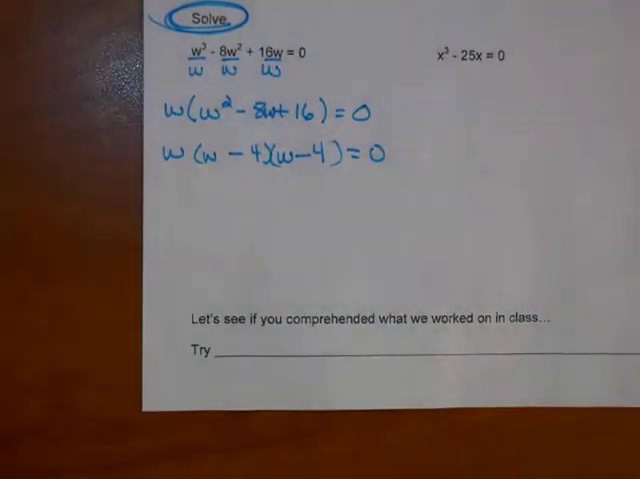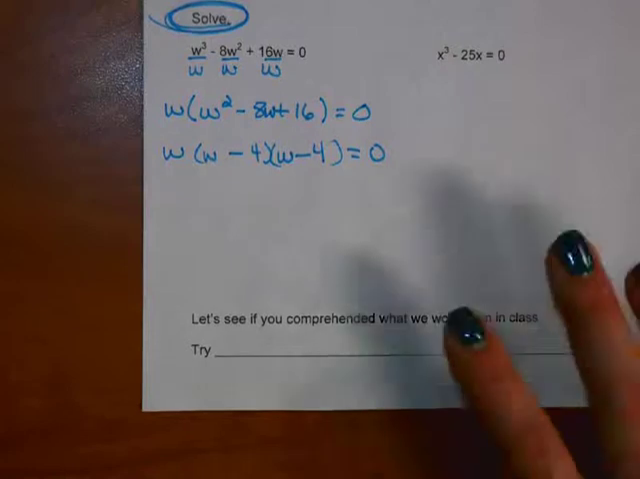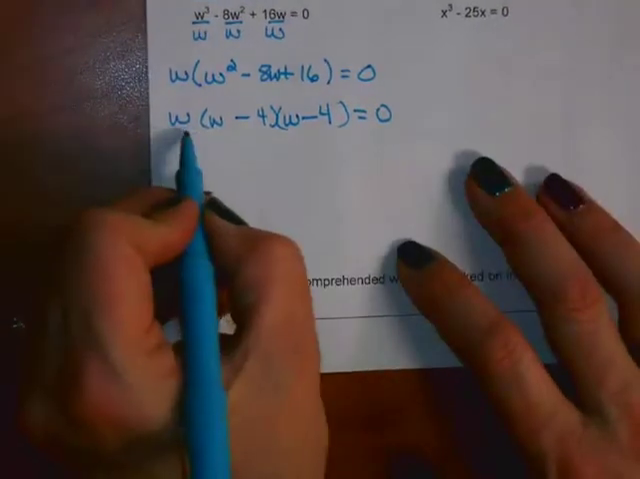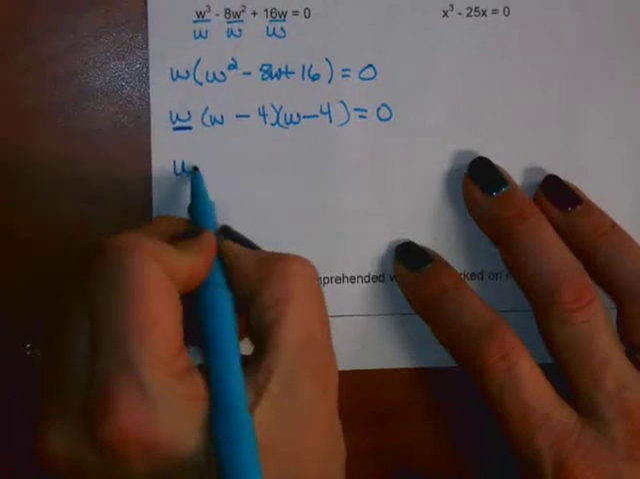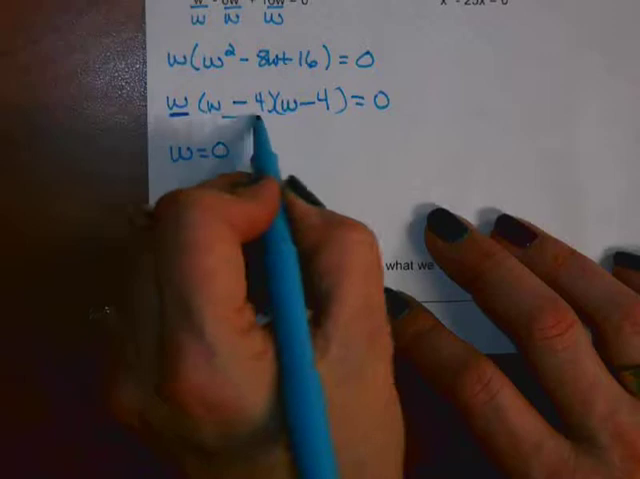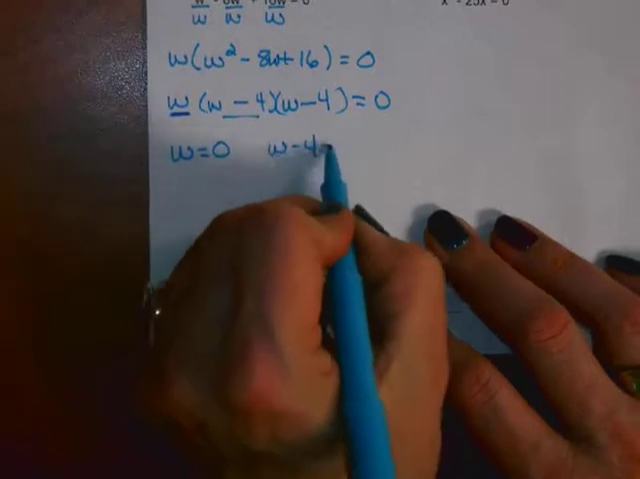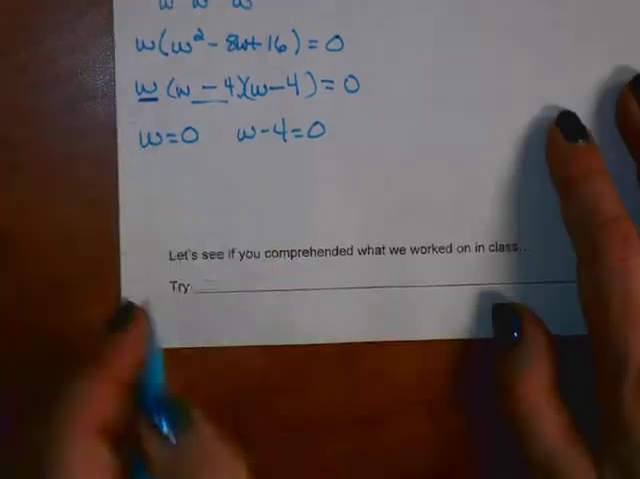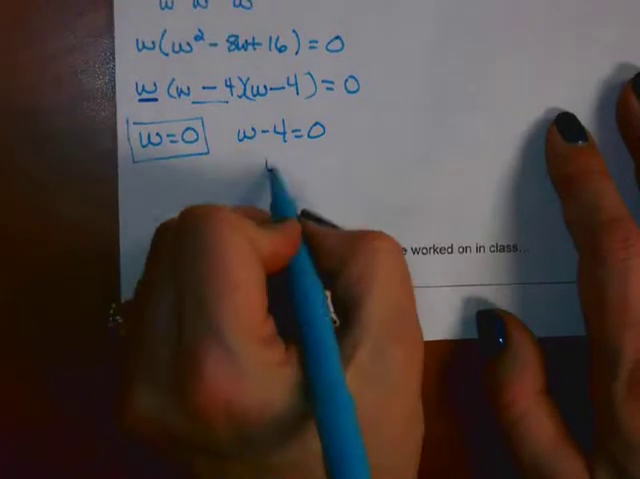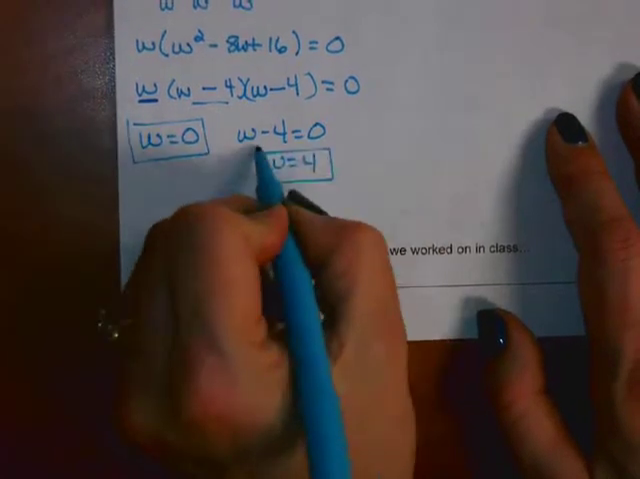Oh, but we're not done. Don't get too excited. Let's finish it. We got to solve it. This is a factor. I have to set that equal to 0. This is a factor, but they happen to be the same, so I only have to do it once. This is one of my answers, and W equals 4 is my other answer.